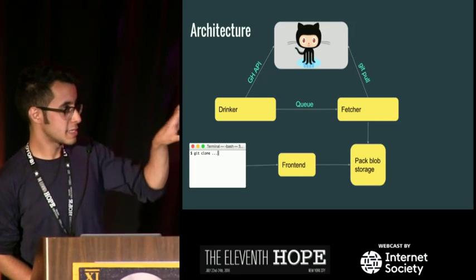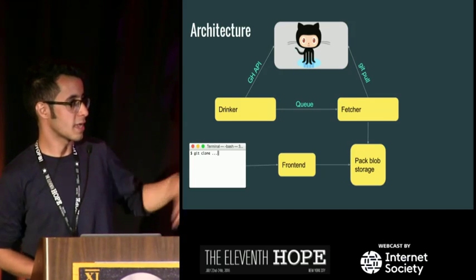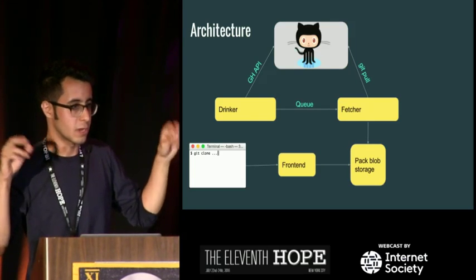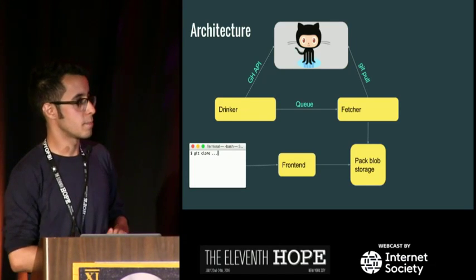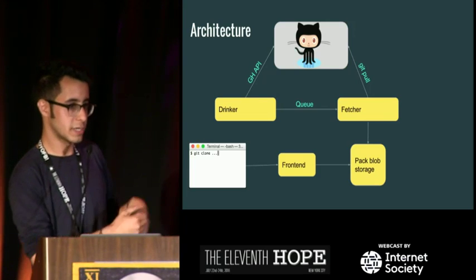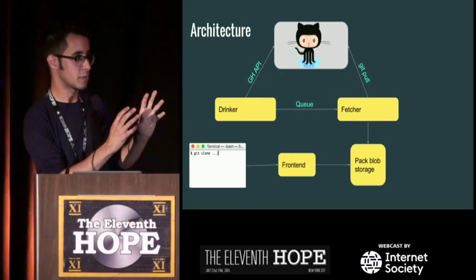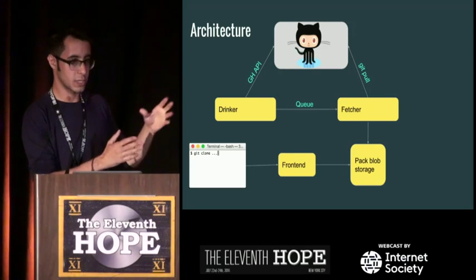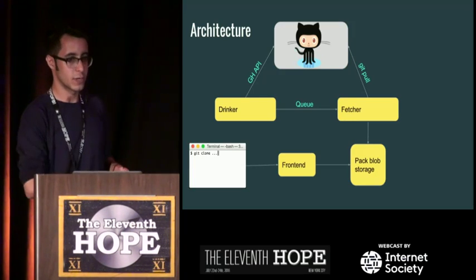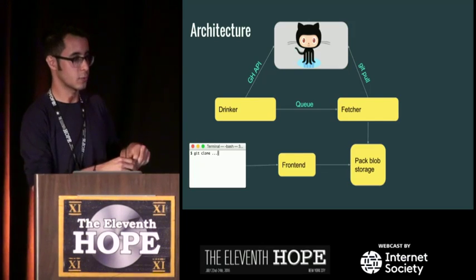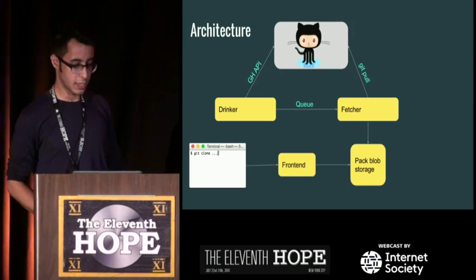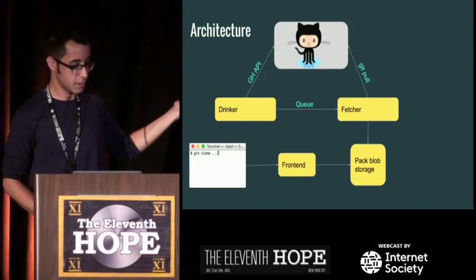So briefly, we'll get into the details throughout the talk, but briefly we have a thing we call the drinker, which watches what we call the GitHub Firehose, which is all the events that happen on GitHub, and it queues the repos which should be cloned. We have the thing called the fetcher, which fetches all the repos which are in the queue, and it stores all the data in a blob store, and we have a front end, which is what your Git client can interact with to clone these and retrieve these repos again. And to get into the details, Filippo's going to start with the drinker.